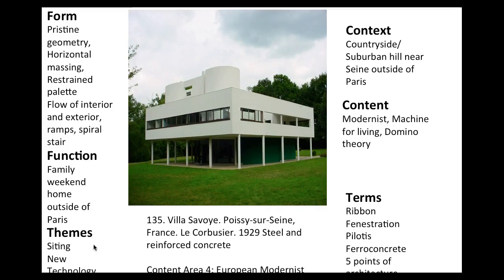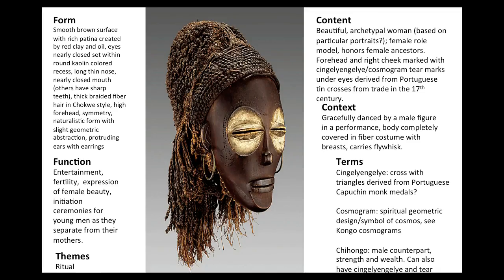Okay, so here's another example that we'll look at in class. You can see form, what it's made out of, the function, the themes, the context, and the content, and terms that we might go over in class. Another one as well: form, function, themes, content, context, terms.